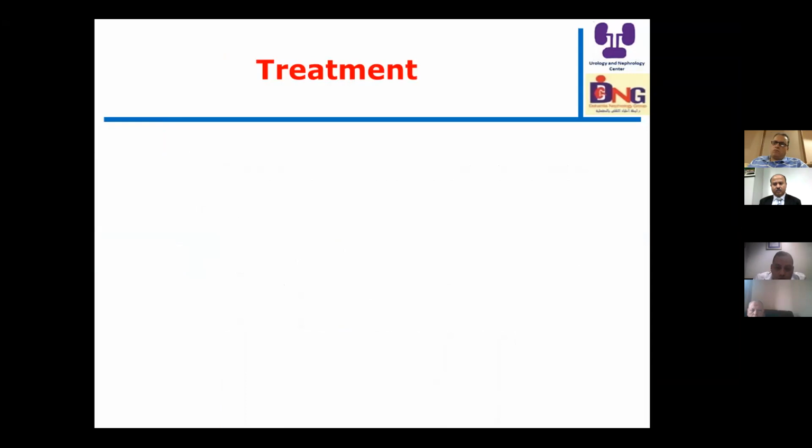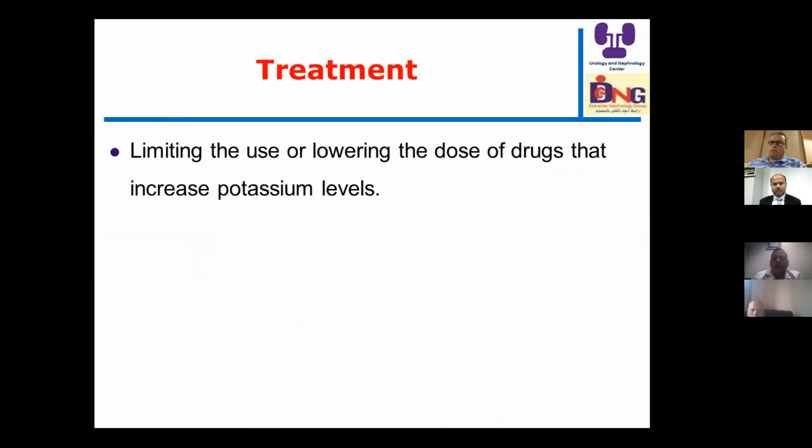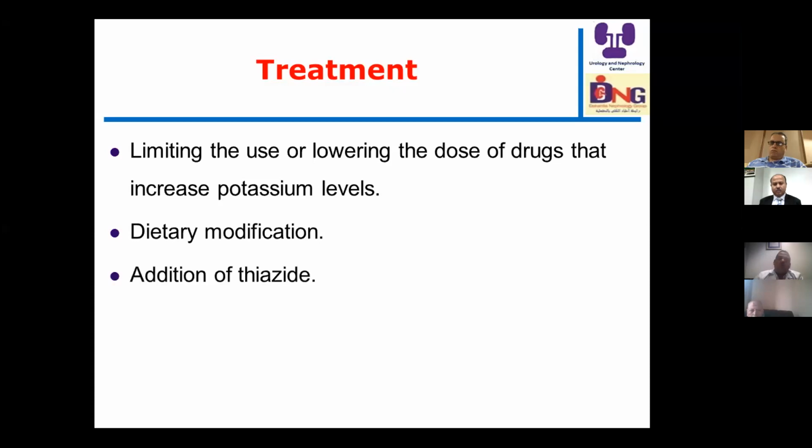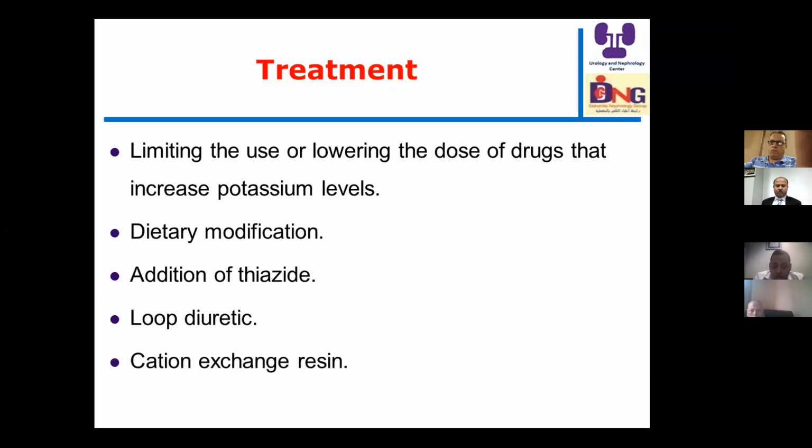How to treat hyperkalemia post-transplantation? Like every hyperkalemia, we limit use and/or lower the dose of drugs that may increase potassium levels, and use dietary modification to avoid a potassium-rich diet. As we said, tacrolimus activates the thiazide-sensitive sodium chloride cotransporter, so addition of a thiazide diuretic may be of value in controlling hypertension, especially with tacrolimus. Also loop diuretics and cation exchange resin.